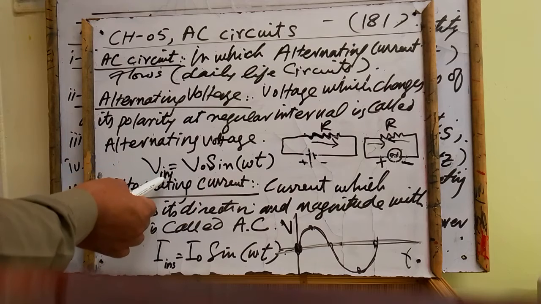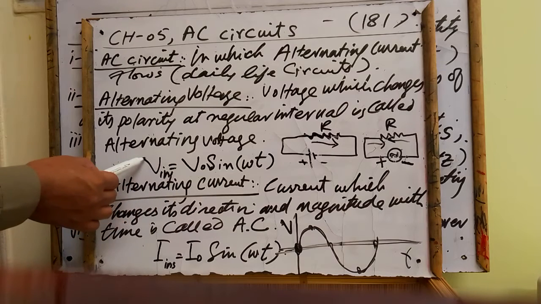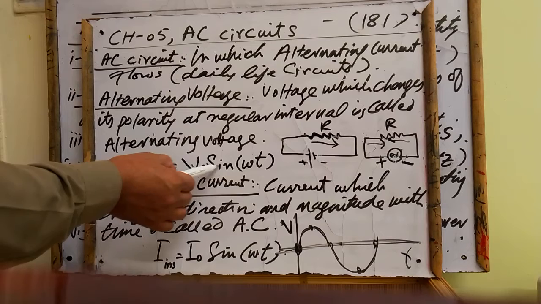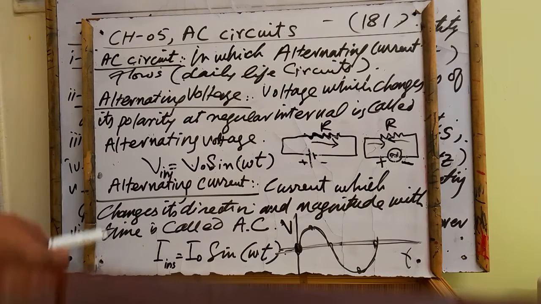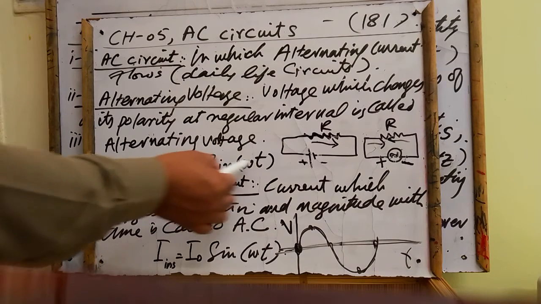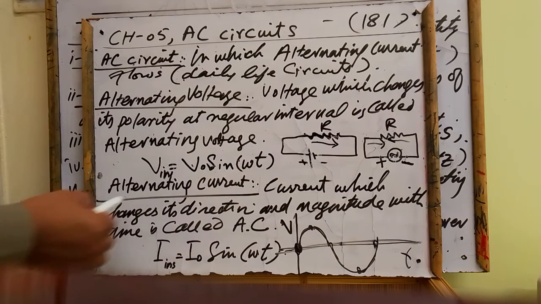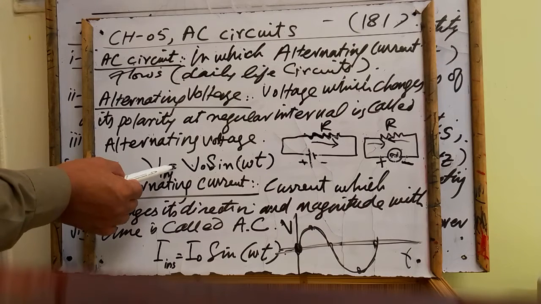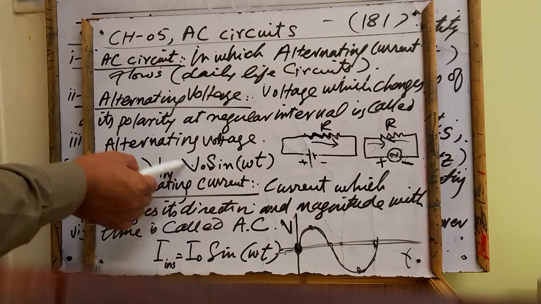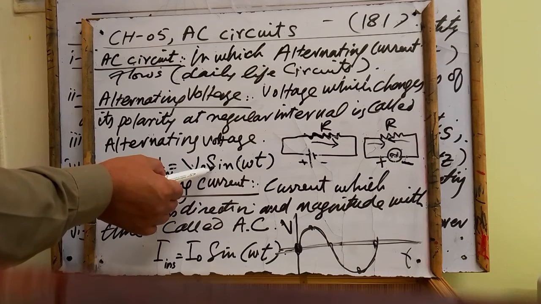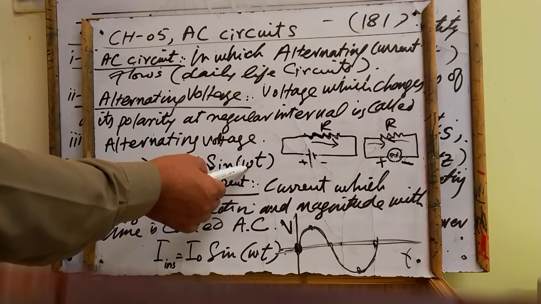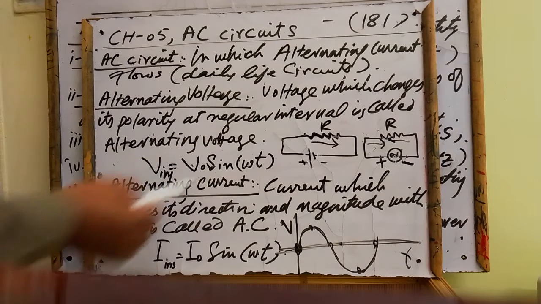The governing equation for alternating voltage is V instantaneous equals V naught sine of omega t. This equation is called the sinusoidal equation. This is the instantaneous voltage equation, where V naught is the maximum voltage possible. Sine is a trigonometric function, omega is the angular frequency and t is time.